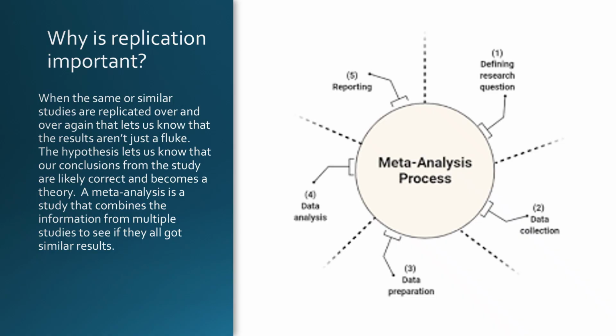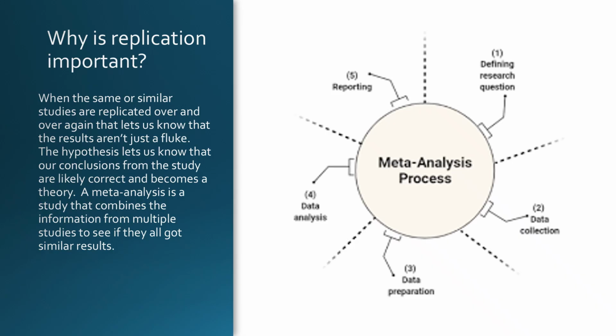So why is replication of studies important? When the same or similar studies are replicated over and over again, that lets us know that the results aren't just a fluke. They didn't just happen by chance. The hypothesis lets us know that our conclusions from the study are likely correct and becomes a theory. A meta-analysis is what this is called. A meta-analysis is a study that combines the information from multiple studies to see if they all got similar results.